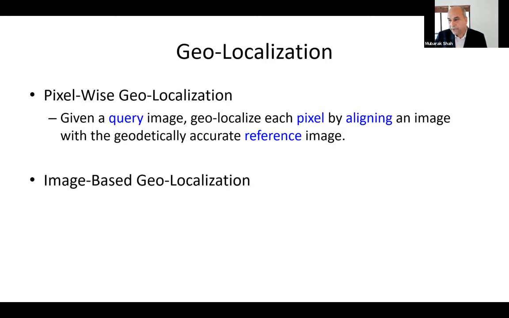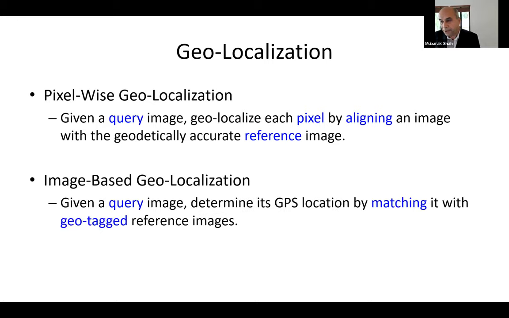In pixel-wise geolocalization, we are given a query image, and we want to geolocalize each pixel by aligning the image with a geodetically accurate reference image. And in image-based geolocalization, given a query image, we want to determine a GPS location by matching it with geotagged reference images.